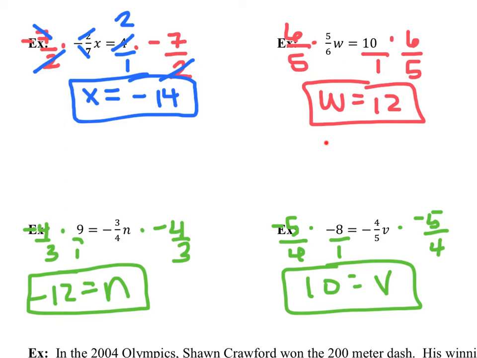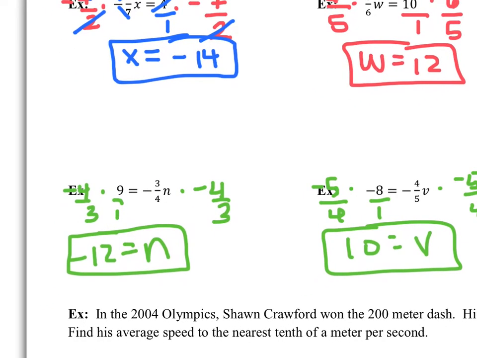So if you take a look at this example, I multiplied both sides by 6 over 5. Don't forget that the 5 and the 10 can cancel before you multiply across. On this example down here, the reciprocal would be negative 4/3. So that's what I multiplied by. I just put it over here because it was honestly easier to write, but the 4's would still cancel and the 3's would still cancel.